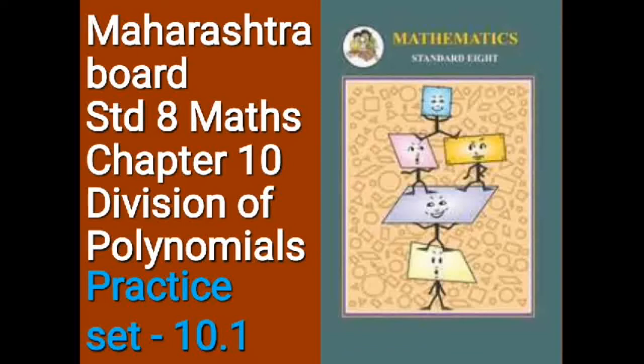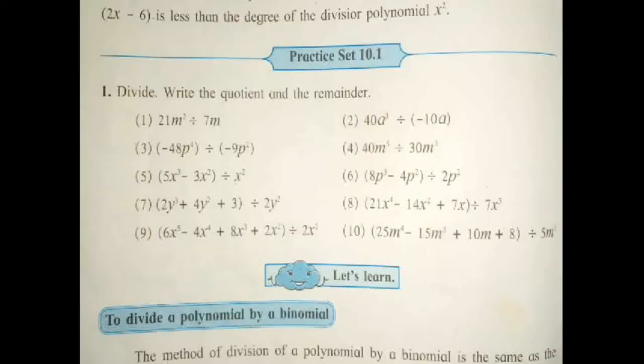Now we will begin practice 10.1 on textbook page number 64. Divide. Write the quotient and the remainder. First one, 21m square divided by 7m.